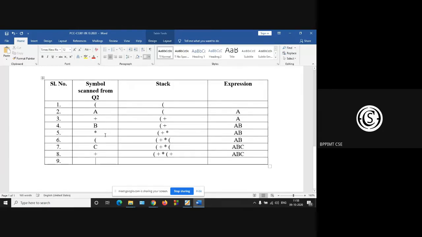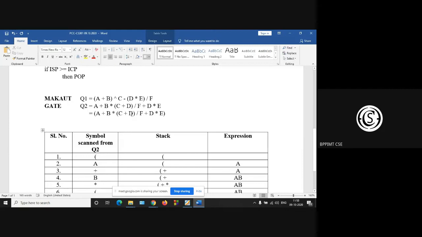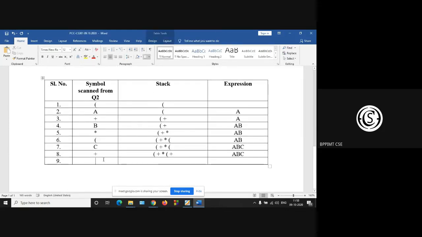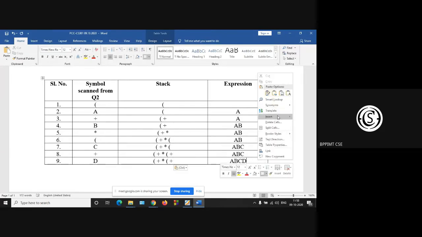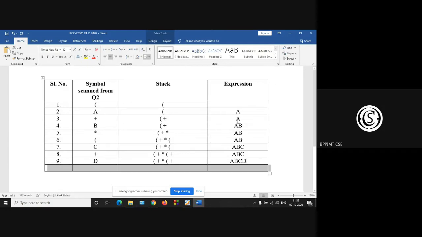Number 9. There is a D. So just write this D, as D is an operand. So A, B, C and D. Okay. So copy this one and paste. We have to insert a row between.